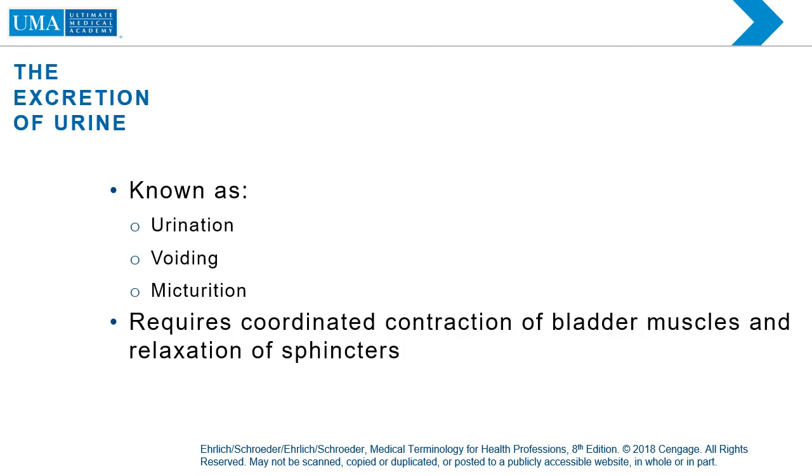Now here we're moving on to the excretion of urine, or how it exits the body. Urination is also known as voiding or micturition. This is the normal process of excreting urine. As the bladder fills up with urine, pressure is placed on the base of the urethra, resulting in the urge to urinate. Urination requires the coordinated contraction of the bladder muscles and then relaxation of the sphincters. This action forces the urine through the urethra and out through the urethral meatus.